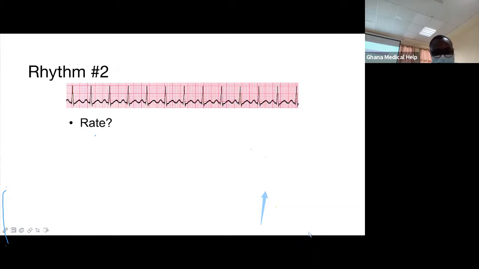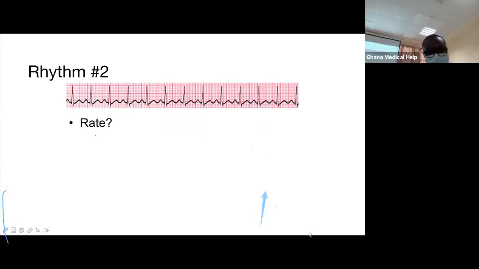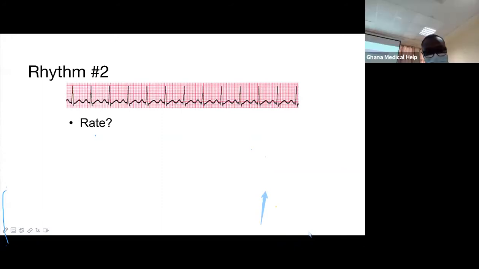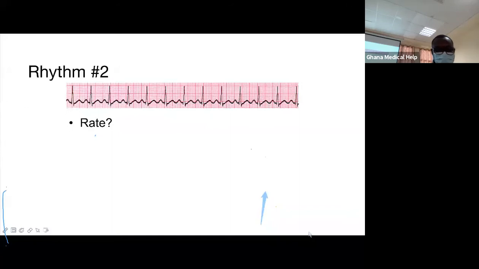Those on the Zoom, I think you will do the second one. Anyone could just unmute and answer. What's the rate, please? Dr. Amina, I see you are talking. Yes, go on, Thomas. Yes, so I think this is about 120 beats per minute. Okay, so you think it's a fast rate, more than 100. Okay, great. So Thomas says it's about 120 beats per minute. I agree with you.